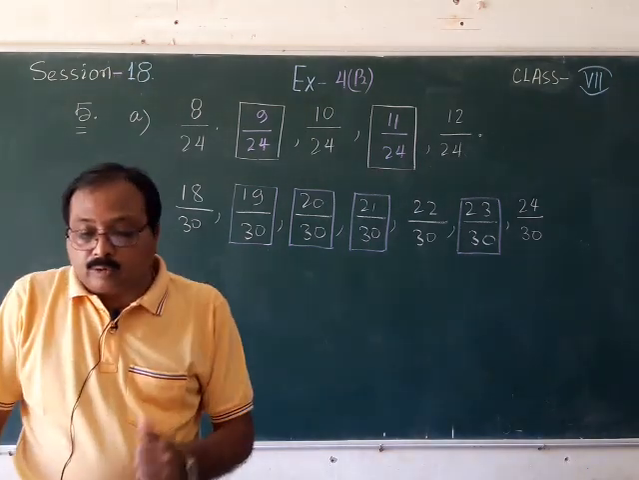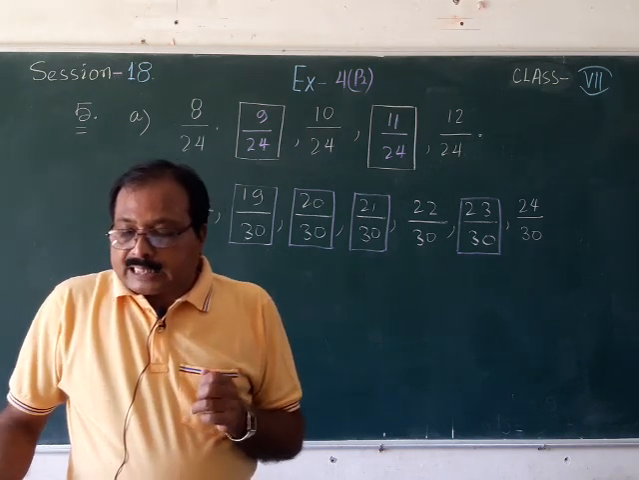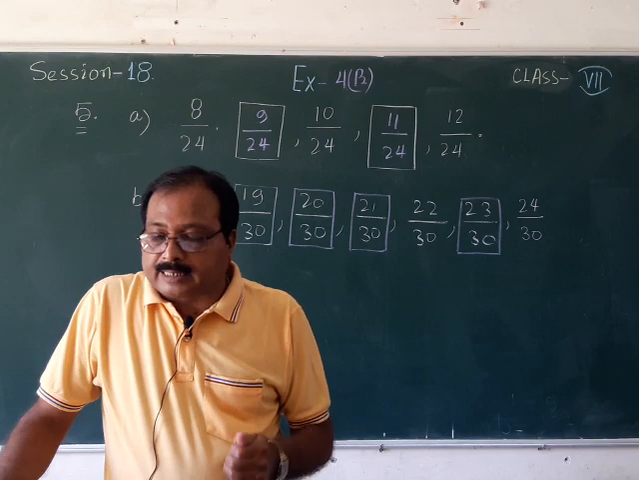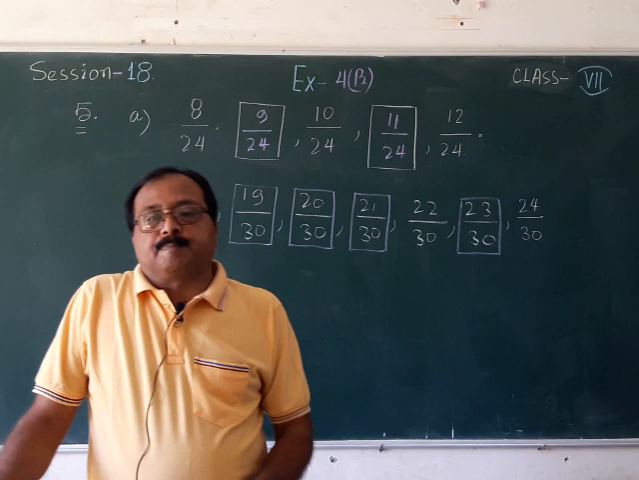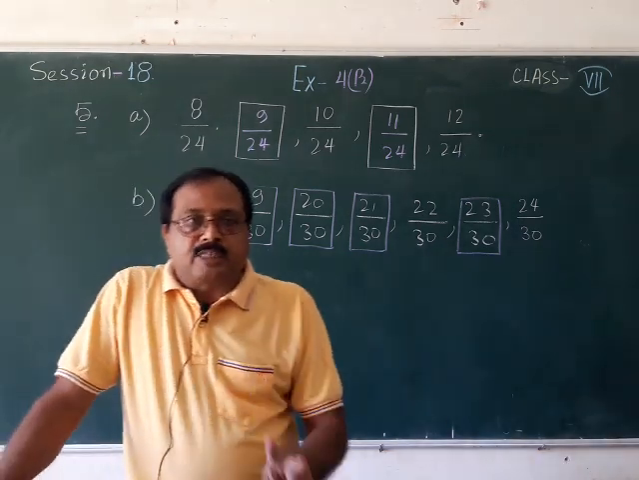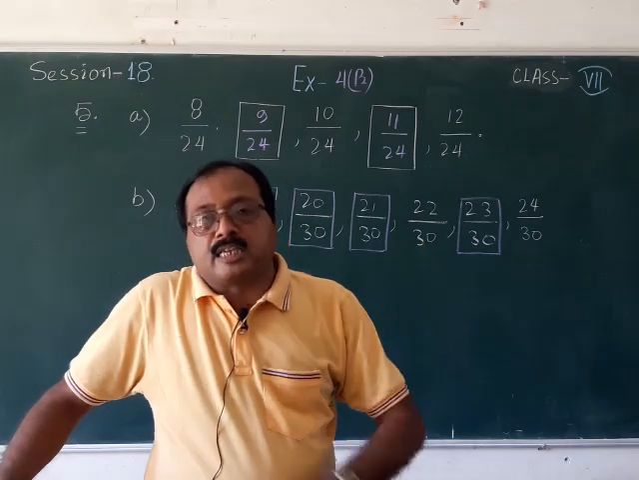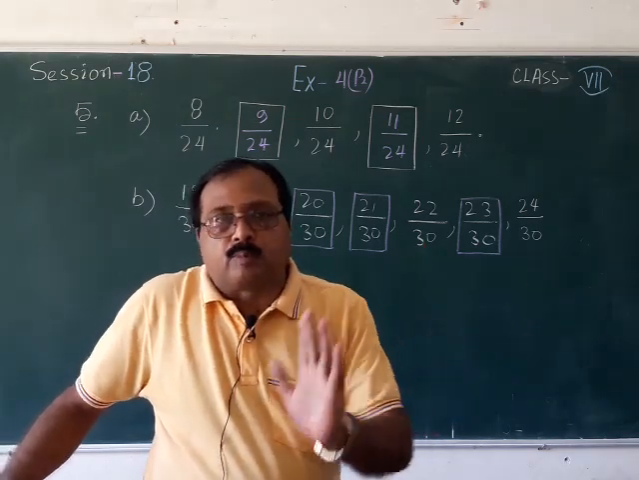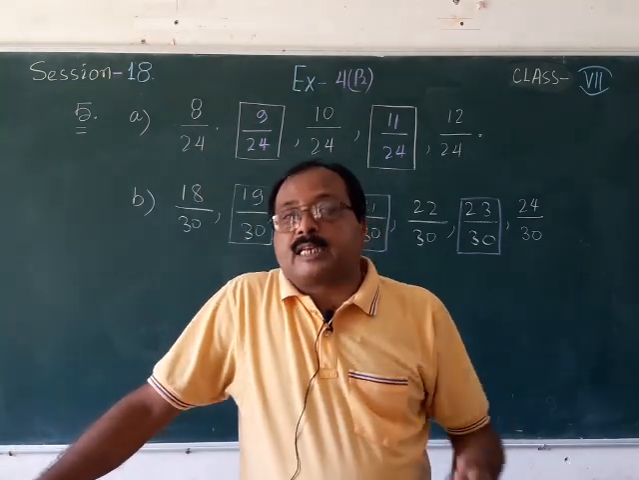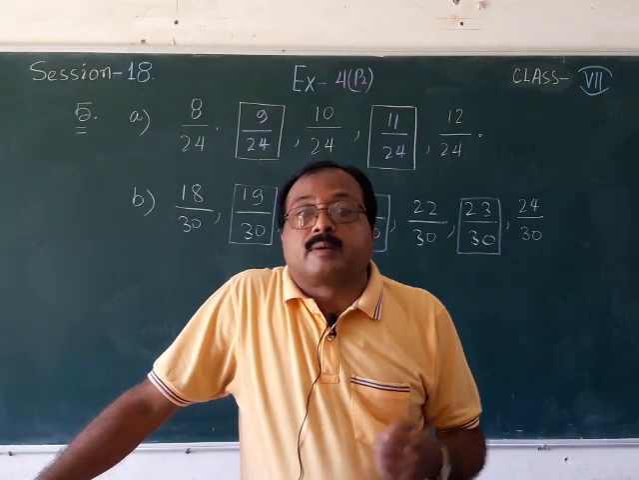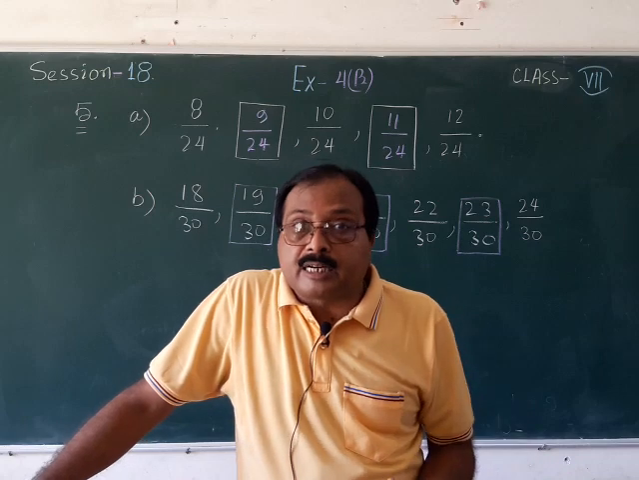Now I am talking about question number 6. In question number 6, list any 4 rational numbers between the following pairs of rational numbers. As you know, between 2 rational numbers there are many rational numbers, infinitely many. Suppose somebody asks you, between 2 and 3 how many rational numbers are there? What will be your answer? Infinite numbers.